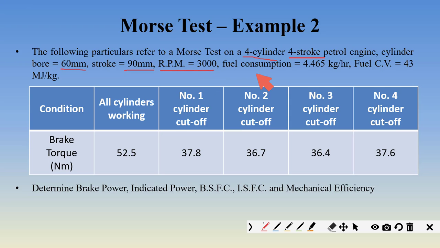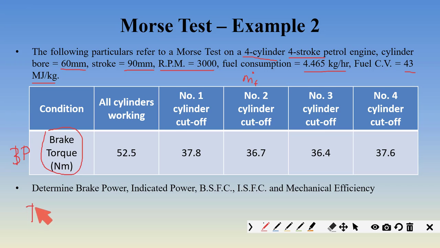The fuel consumption rate that they have given is 4.465 kg per hour, that is mass flow rate of fuel. They have given the calorific value of fuel as 43 megajoule per kg. They have taken the readings, but there is a slight difference between this sum and the previous sum. In the previous sum, they had given us directly the brake power readings. Here they have given us the brake torque readings.